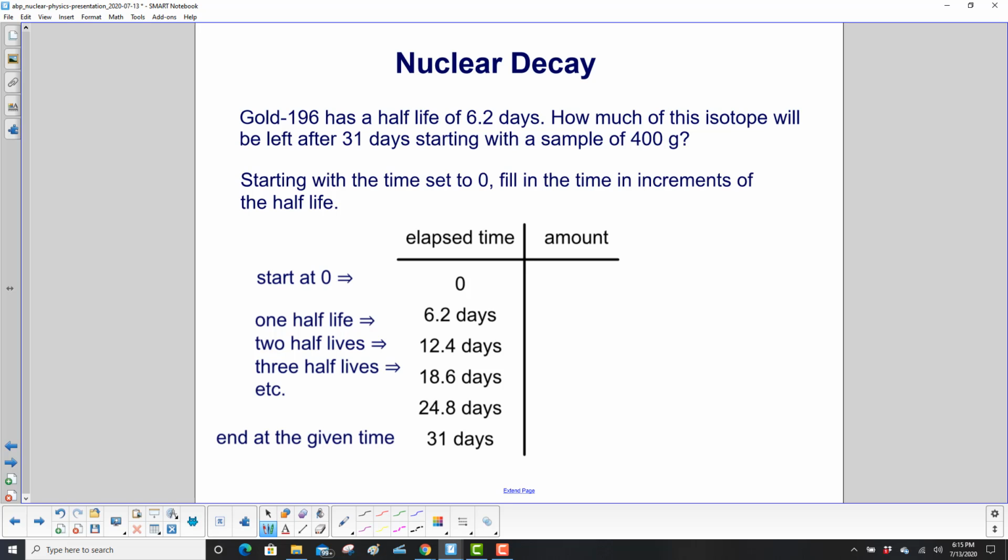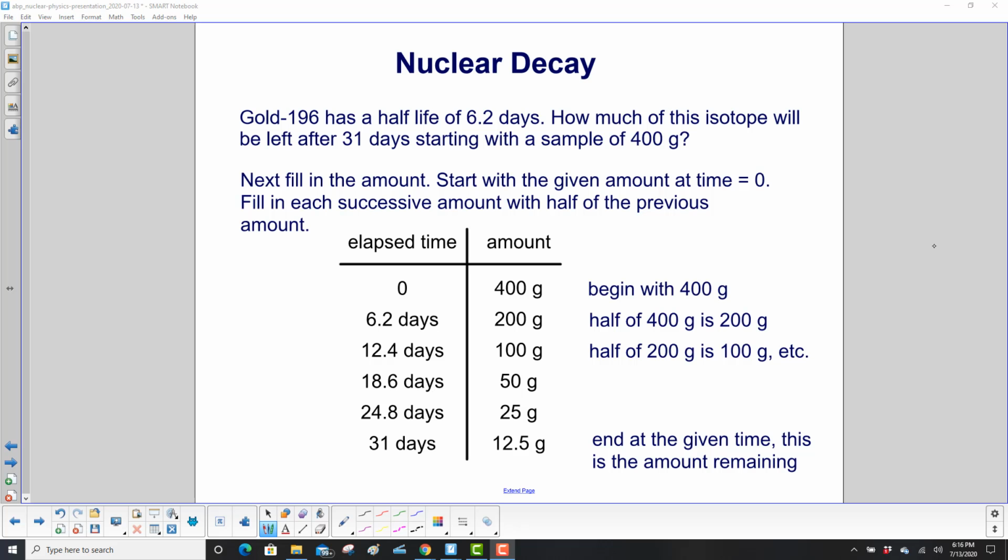We start at 0, always a good time. This is when we first have the gold 196 atom, and then write down one half-life. Well, that's going to be 6.2 days. Two half-lives will be twice that, or 12.4. Three half-lives, 3 times that, 18.6, and each time we're adding 6.2. So 18.6 plus 6.2 is 24.8. Add another 6.2, you get 31. So that's the left side of our little table here.